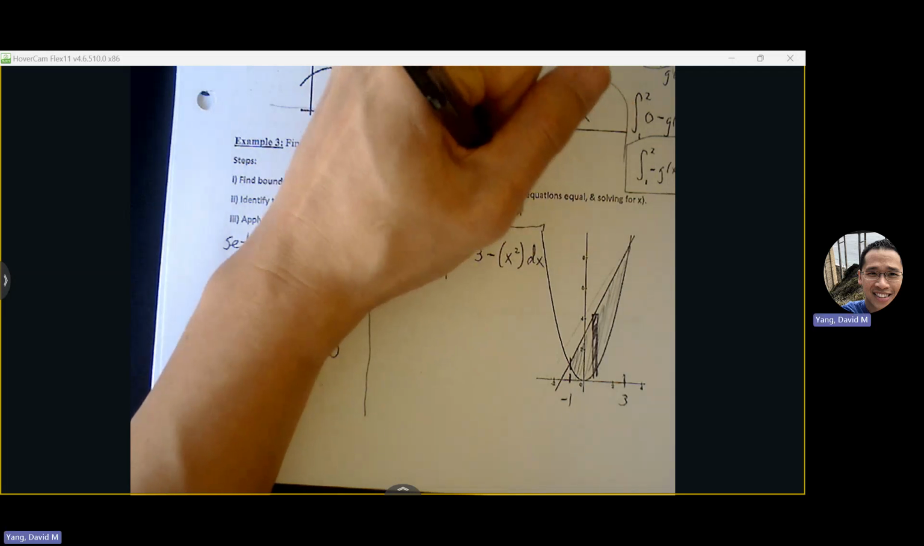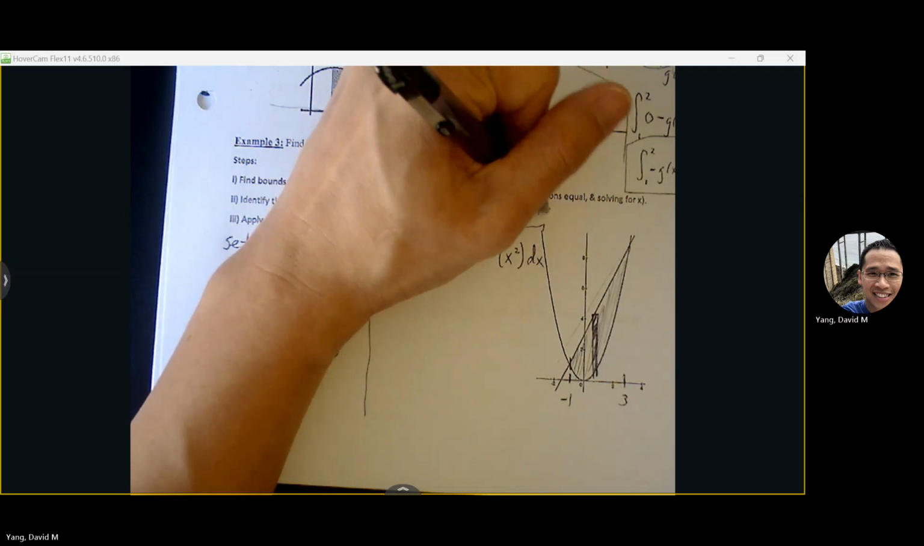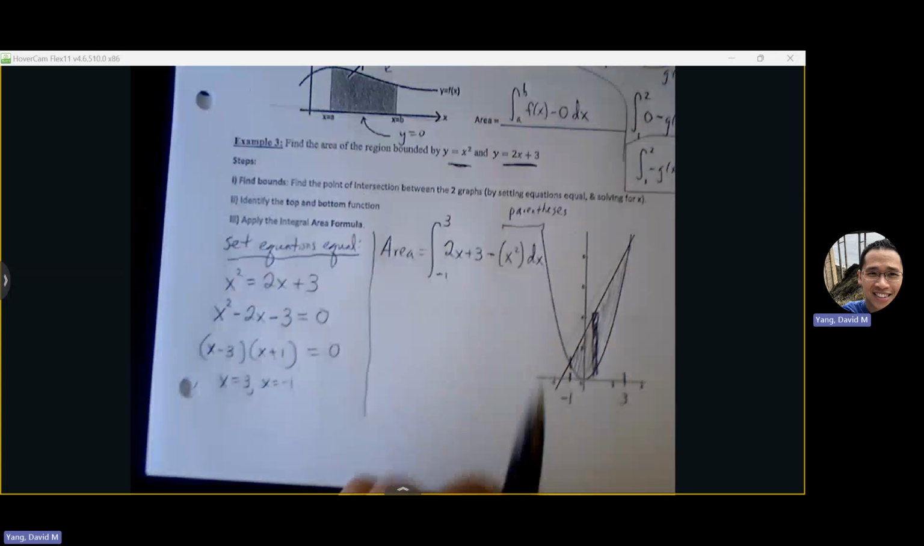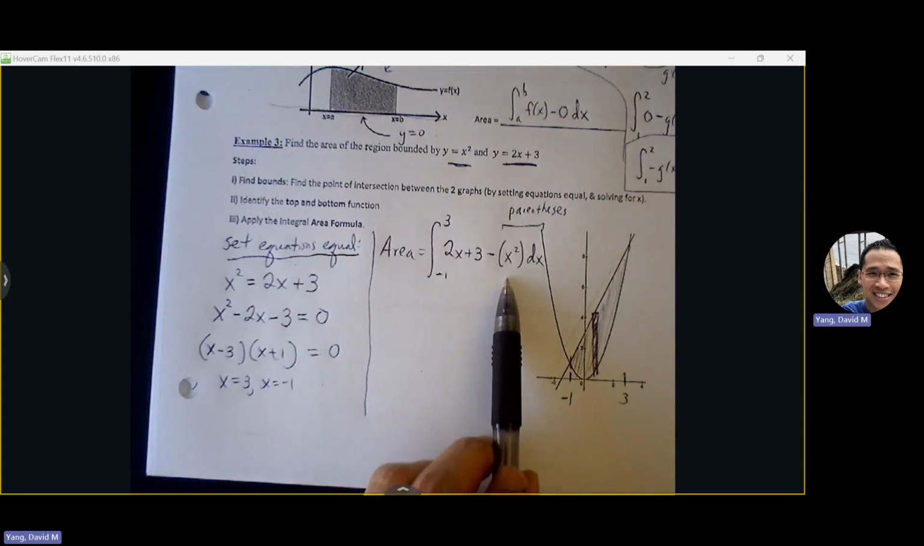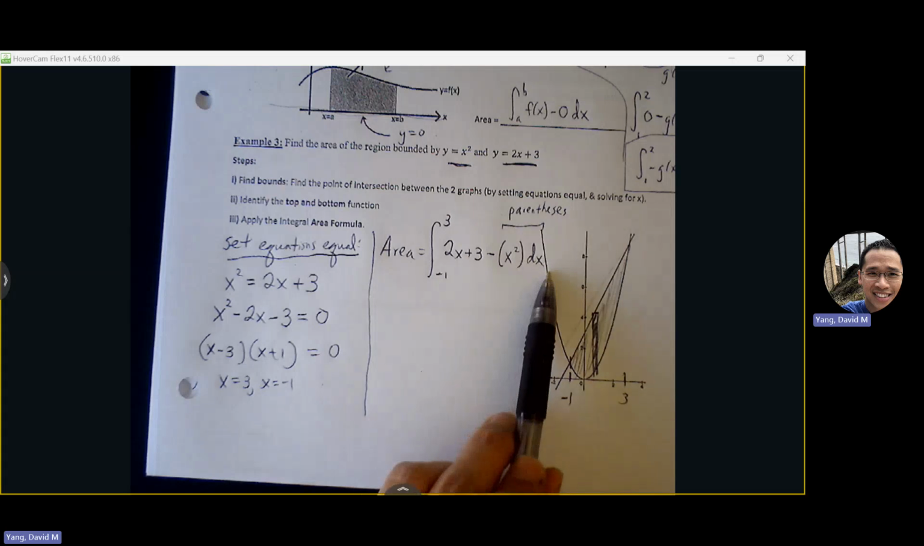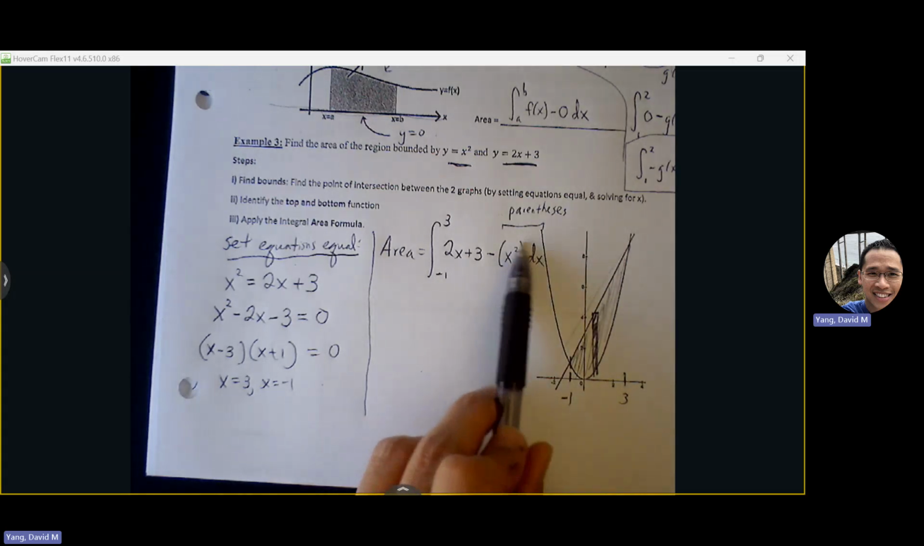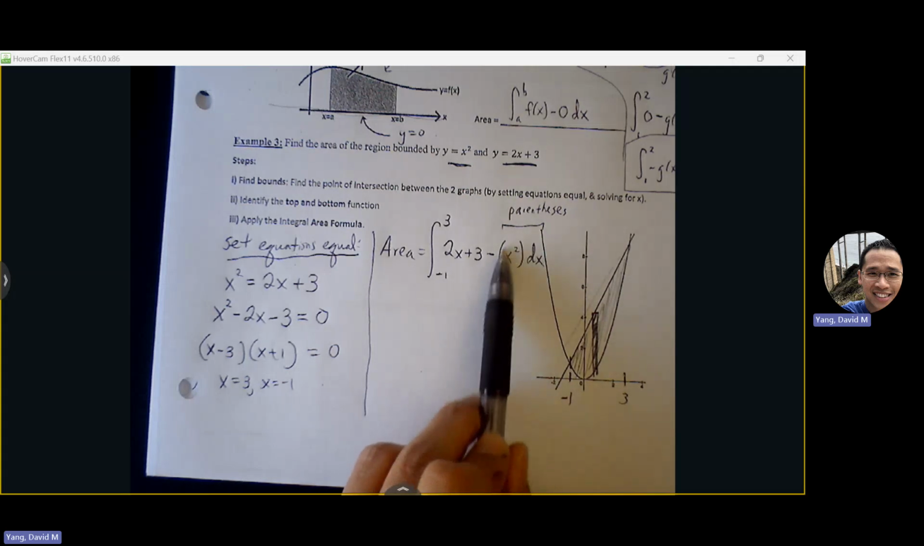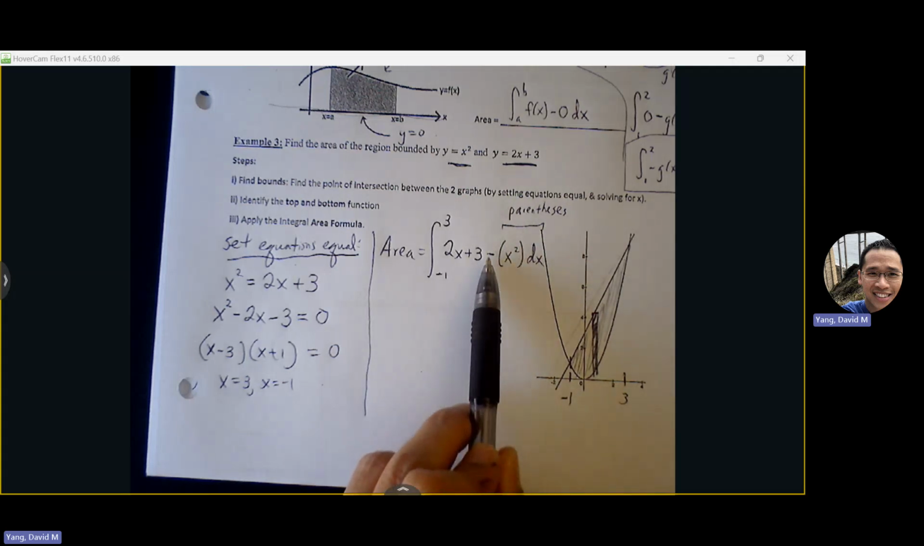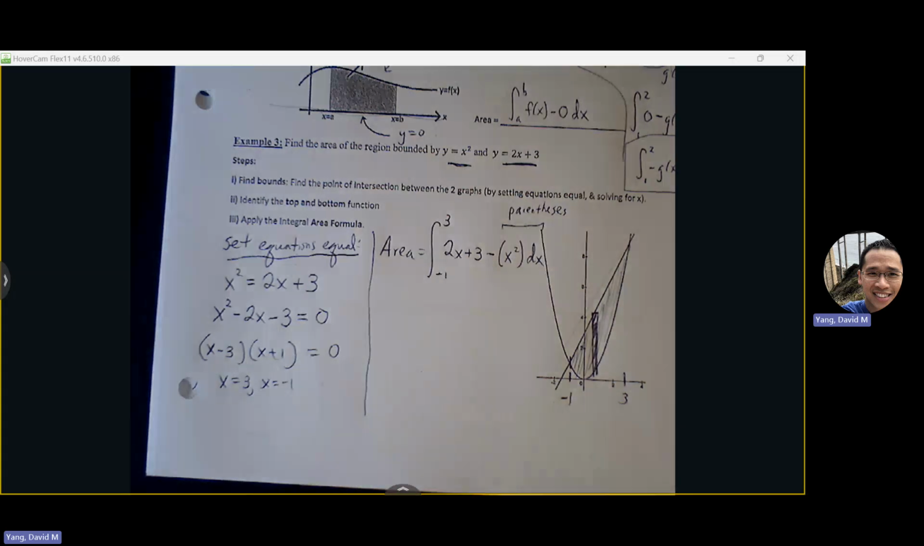I think it's a good habit to put parentheses around the bottom function. It's not going to matter right now because there's only one term. But if there were multiple terms, we do need to protect that with a set of parentheses because we're trying to subtract everything that comes after it. So I'm always going to put parentheses there as a reminder that the bottom function is followed by a negative sign. And we've got to make sure that we're careful with what happens after a negative.